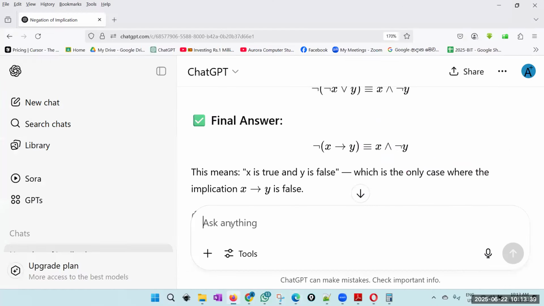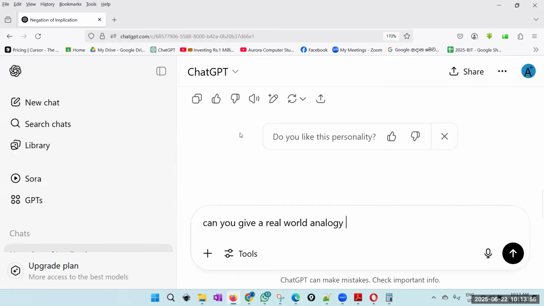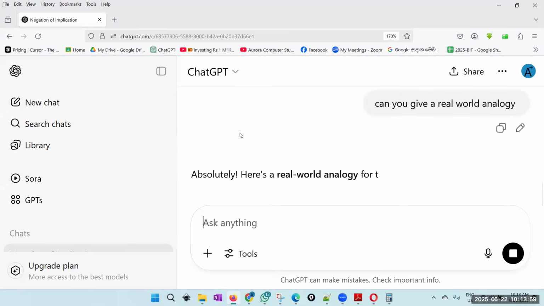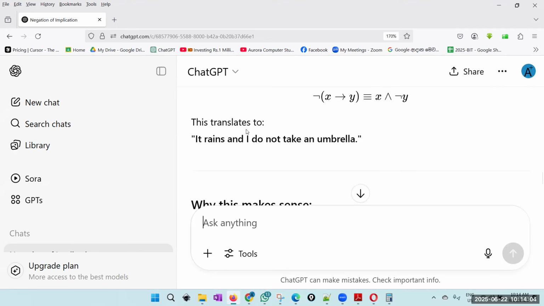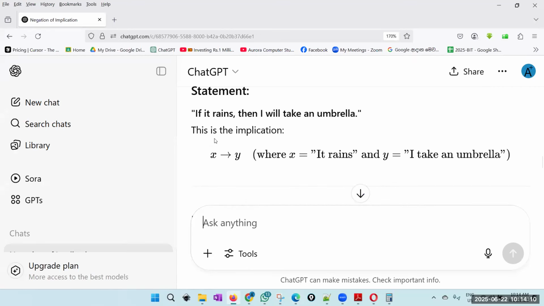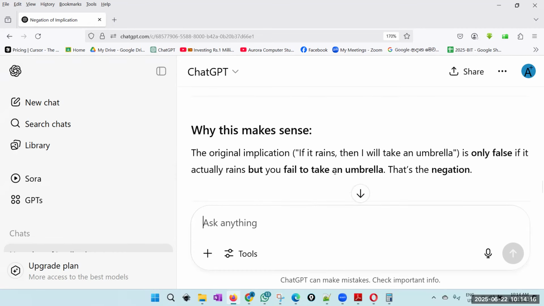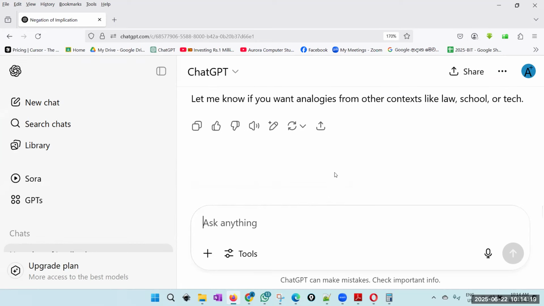From ChatGPT. Yes. Yeah, maybe a real world analogy. Maybe then ChatGPT will explain what is a real world analogy for false implies true. Okay. Because the condition is not satisfied, we don't care, we don't account for the second one, right? Yeah, if it rains, then I will take an umbrella. They just talk about negations and so on. Okay. That is not it.